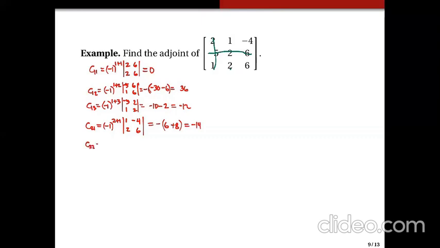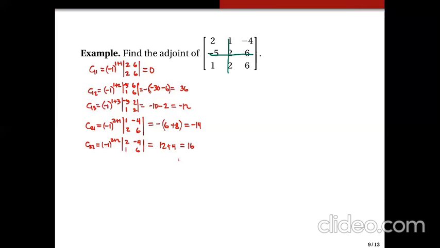Okay. C22 is negative 1 raised to 2 plus 2, and the determinant of the matrix obtained by deleting the second row and second column. So we will get here 2, negative 4, 1, 6. Negative 1 raised to 4 is positive 1. So we'll just have 12 minus negative 4. So I will just write 12 plus 4, and this is equal to 16.